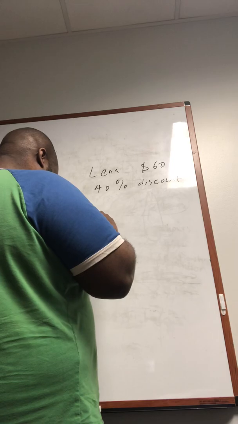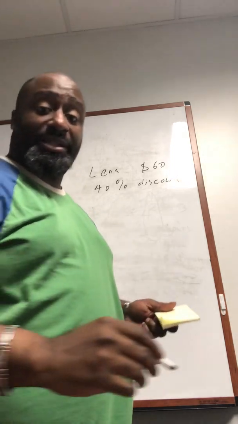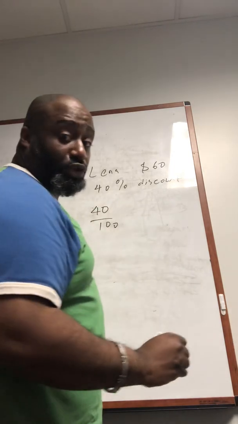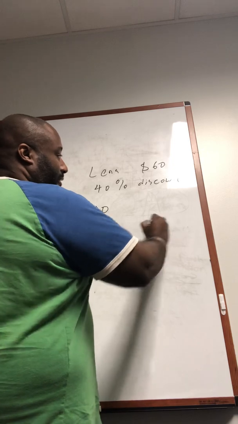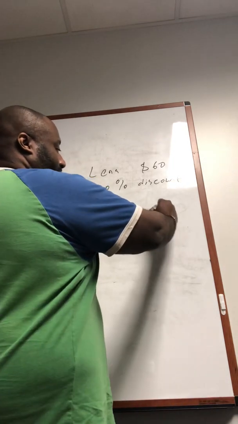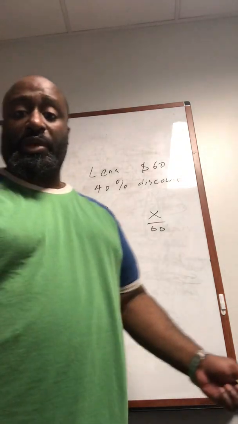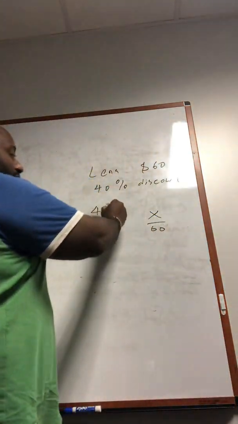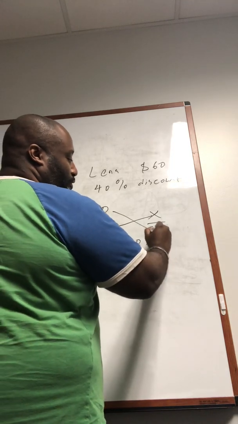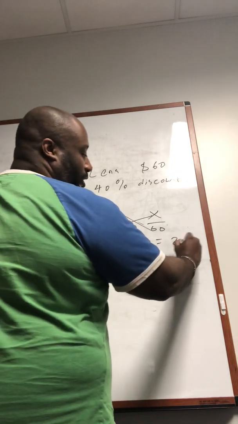So here's what we're going to do. Remember, 40% is equal to 40 over 100. And we know the cost of the shoes, so we put that as 60. We don't know how much she paid, so we're going to put that as x. Here's what we're going to do again, cross multiplication. Just keep on saying that, cross multiplication. So we're going to cross multiply: 100x is equal to 60 times 40, 2400.